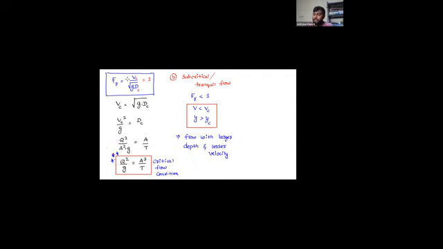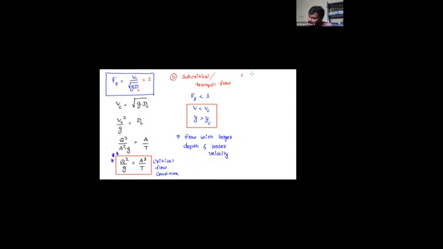I hope you understood. If you want to make sure Froude number is less than 1, the numerator should be less and the denominator should be more. Numerator velocity less than VC, denominator y greater than YC. Then we call it a subcritical flow.